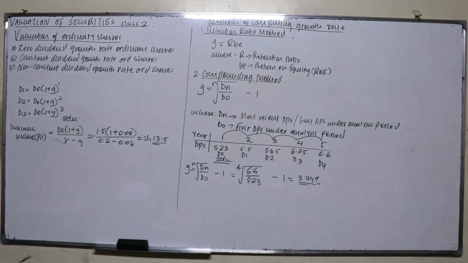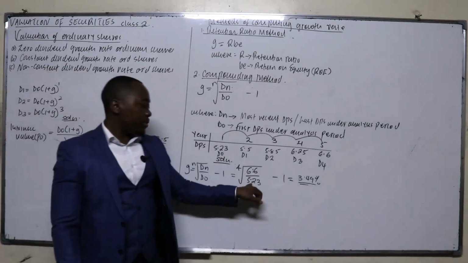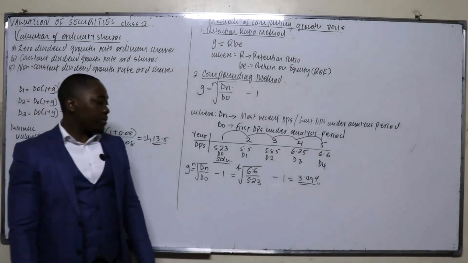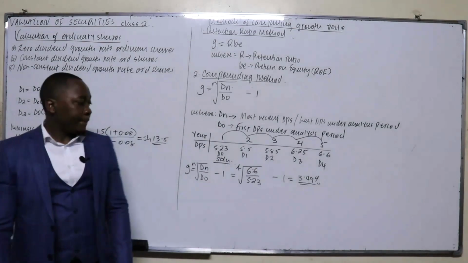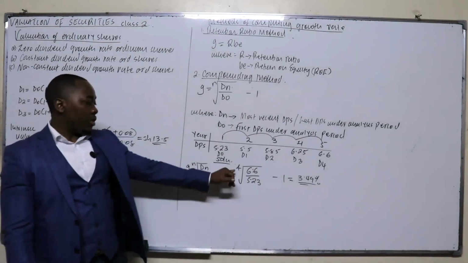Using a calculator is a concept. Can you do this? Do what I say. 6.6 divided by 5.23 equals. Then you want to get the fourth root.